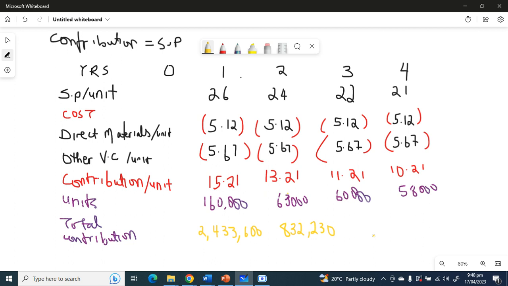So in cost accounting, you also find such questions, because investment appraisal is both in financial management and cost accounting.